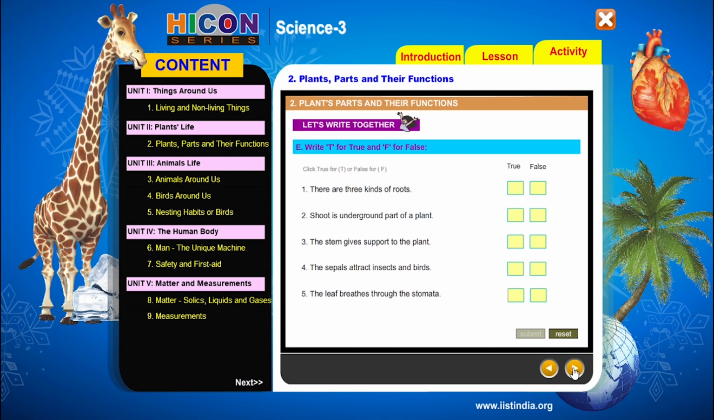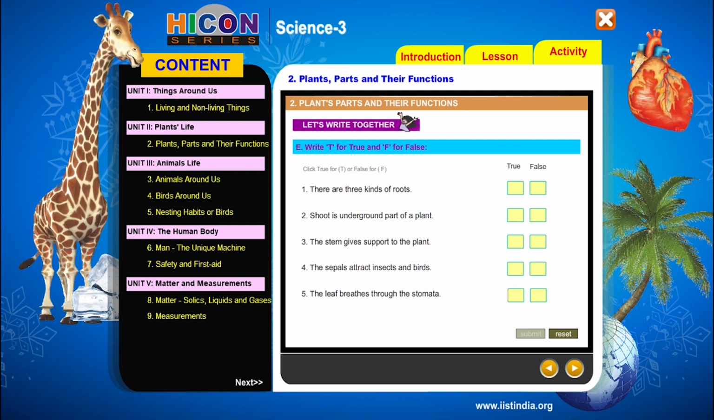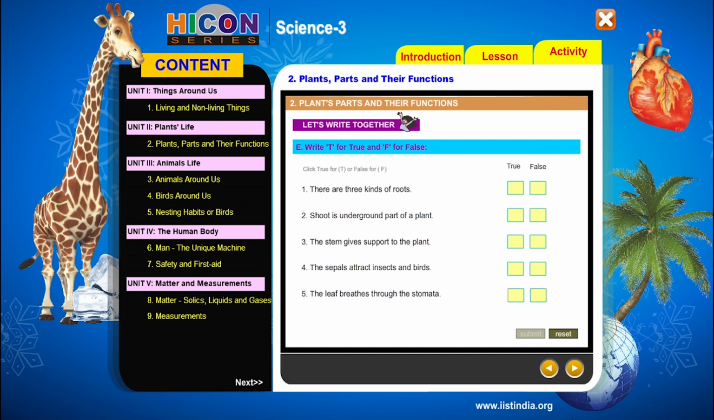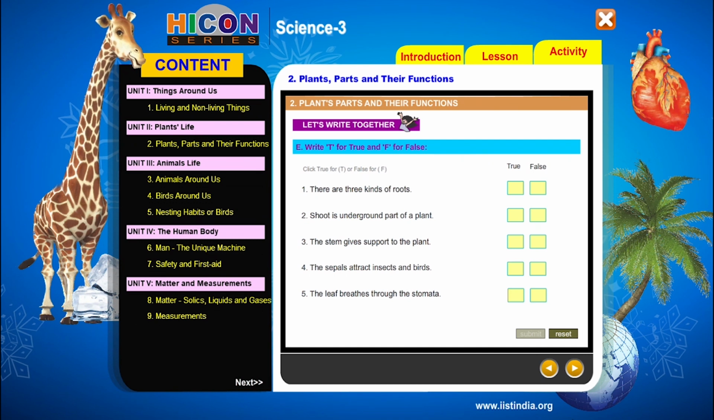Read the first sentence. There are 3 kinds of roots. So children, is it correct? No, because there are only 2 types of roots, tap root and fibrous root. There are no 3 kinds of root. So the first sentence is wrong, that is false. Write F in the box.